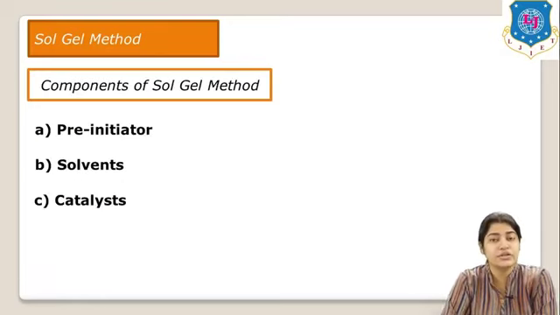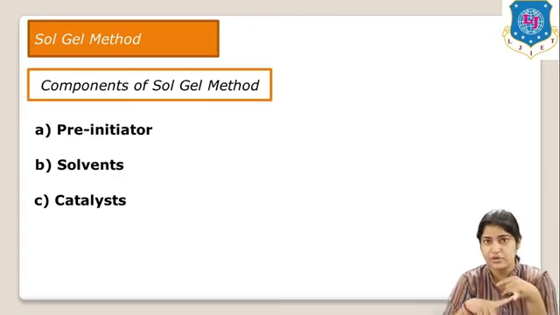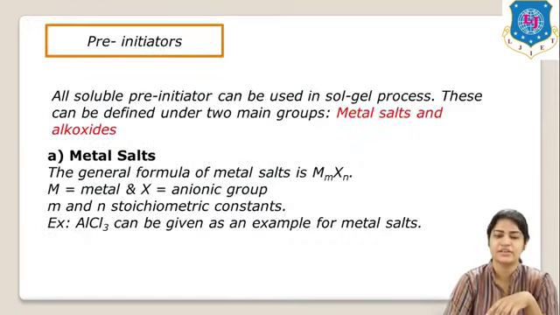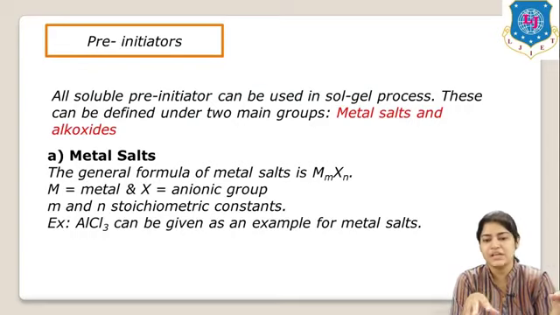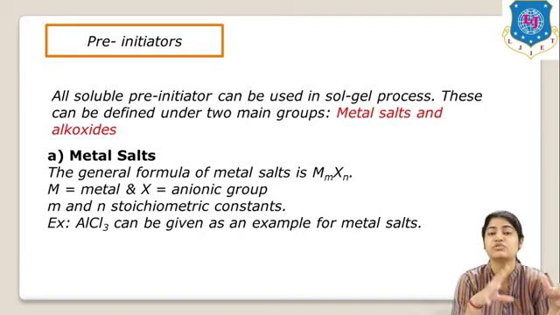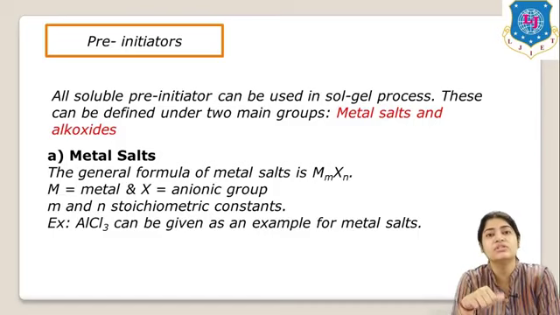So what are the components of the sol gel method? We already saw we need a pre-initiator. You need a solvent, as we already discussed, since it is a liquid phase reaction. Third is the catalyst. First of all, a soluble pre-initiator can be used in the sol gel process; the pre-initiator should be soluble. These can be defined under two main groups: metal salt or alkoxide. So as a pre-initiator, you can use a metal salt or an alkoxide.